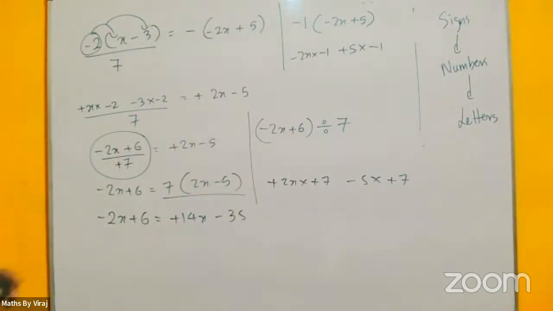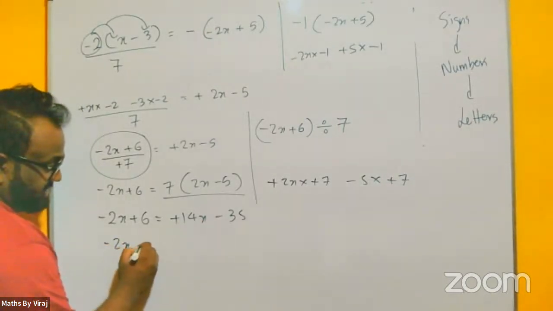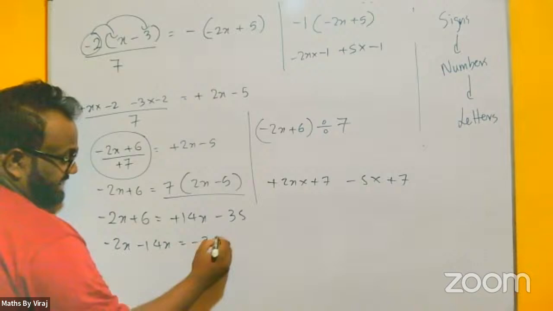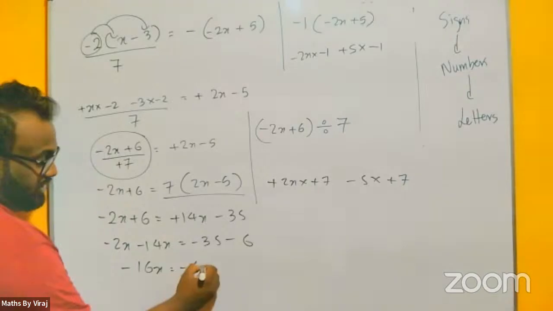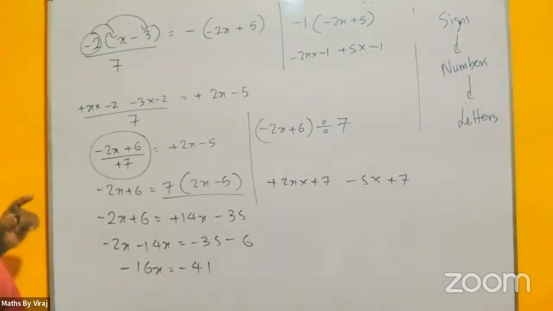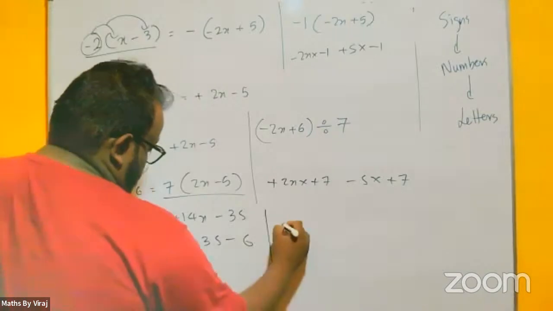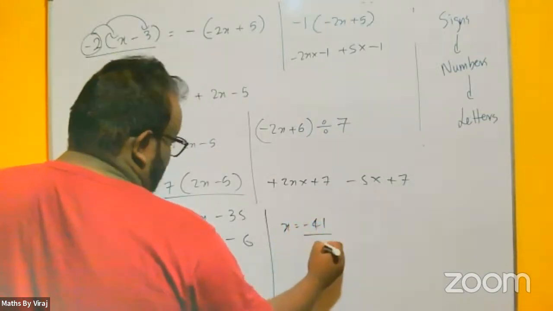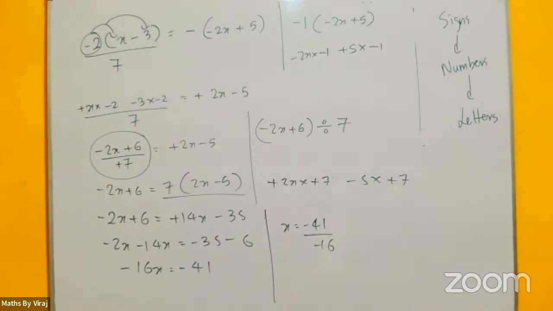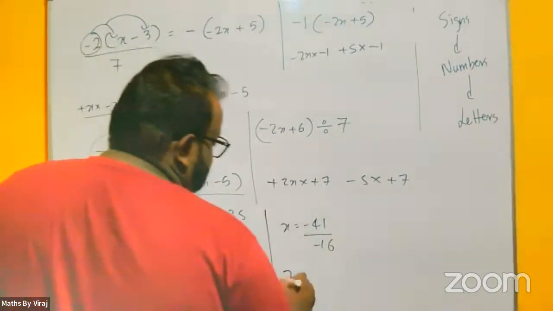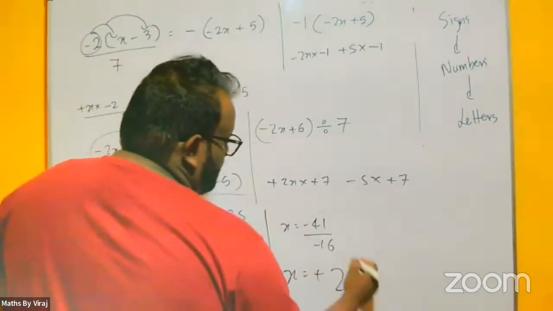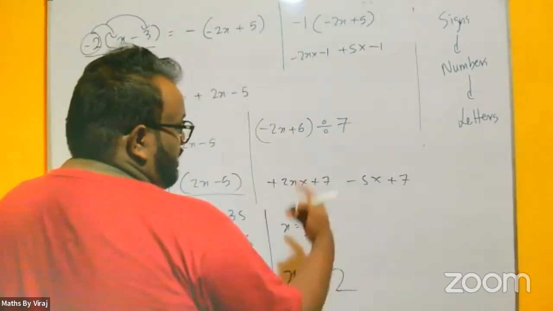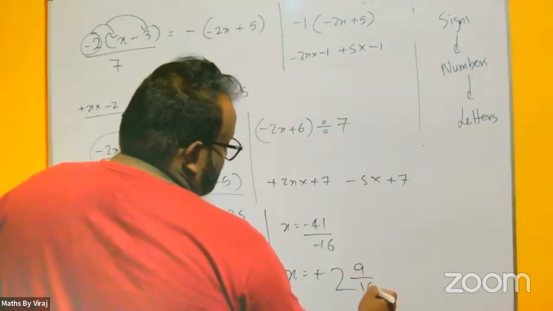Look at that. Very easy. Now minus 2x minus 14x equals minus 35 minus 6. Minus 16x is equal to minus 41. Therein what we have? X is minus 41 divided by minus 16. Very easy. Now minus divided by minus is plus. How many 16 times are there for 41? 2. We know that, right? So 2 and it is 9 over 16.